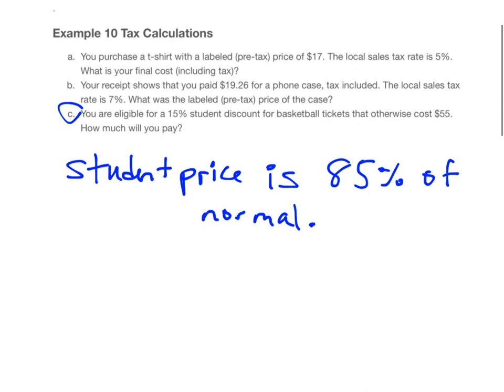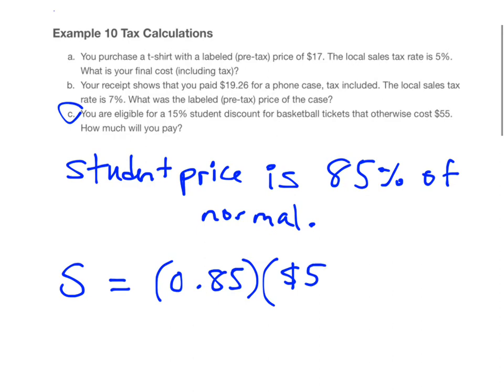So the student price is unknown, so we'll call that S. Is means equals. 85%, let's write that as 0.85. Of means multiply, and then the normal price is $55. So the student price, multiplying those two things, is $46.75.